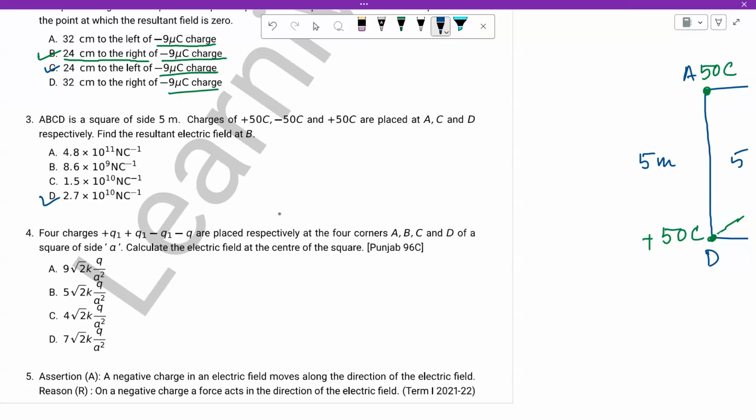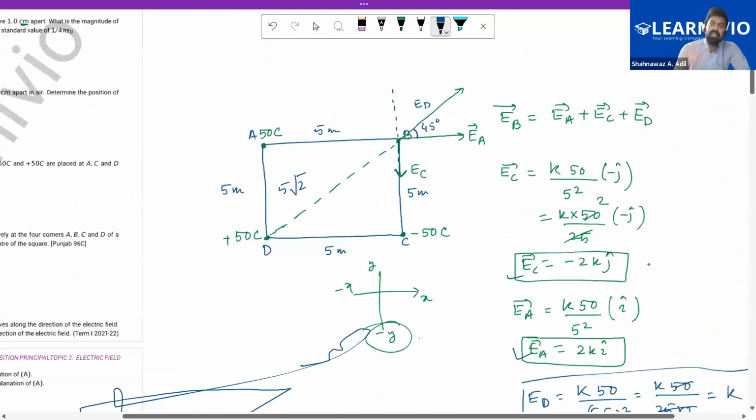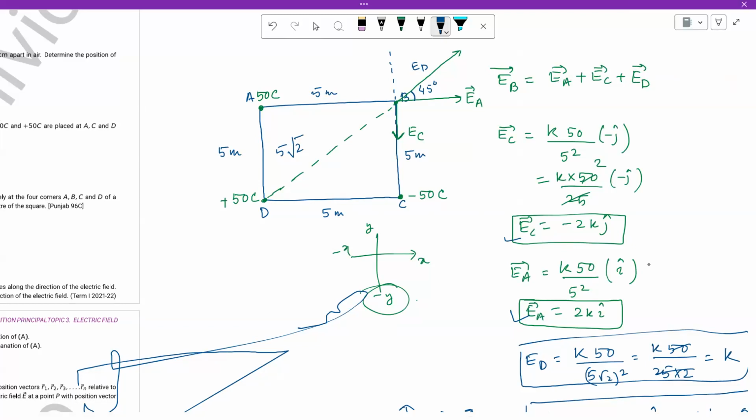So can you scroll right? The answer. Yeah. So you see why vectors are important, right? You have to remember resolution of vectors. You have to remember the IJK Cartesian form.